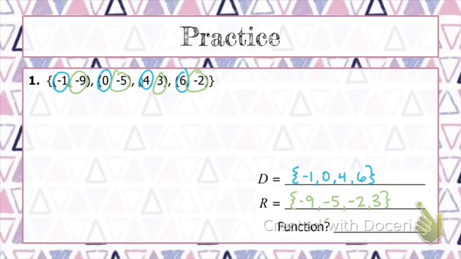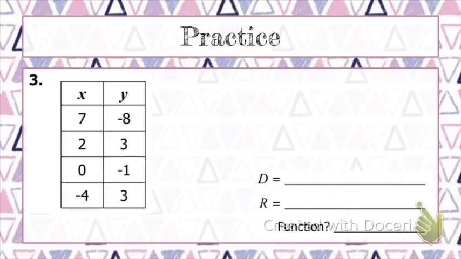Now, is this a function? If you recall, in order for a relation to be a function, the x values cannot repeat. So we have -1, 0, 4, and 6. None of those are the same. So yes, this is a function.